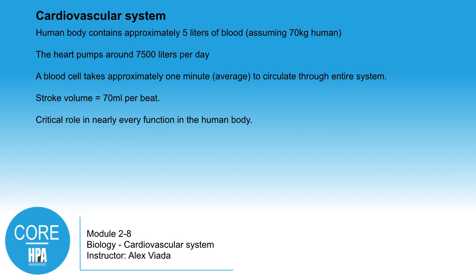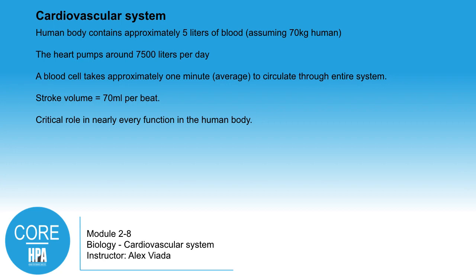As mentioned down below, you can see the heart pumps 7,500 liters per day. Again, this very much depends on activity level. It depends on the size of the individual's heart. It can even depend on things like altitude and conditions like that, where a greater amount of blood volume is needed to transport the same amount of oxygen.